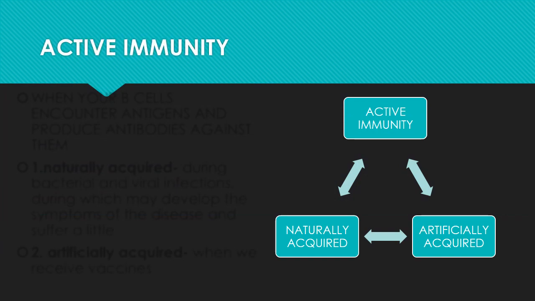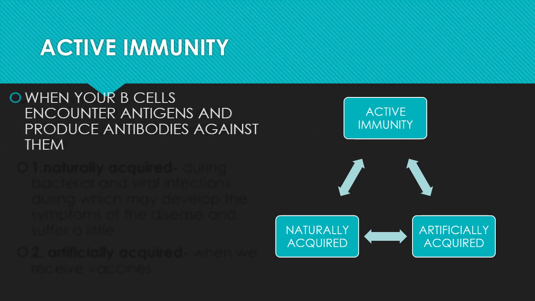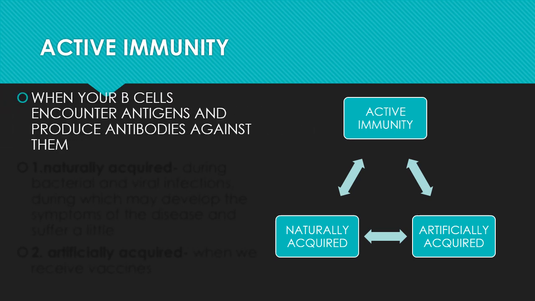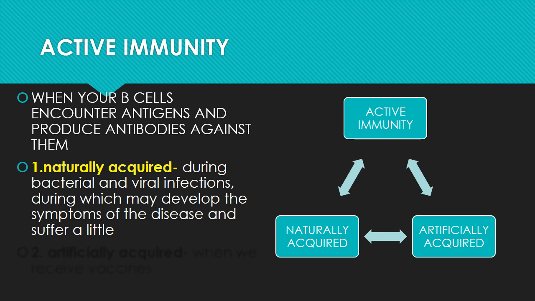When we say active immunity, it can be naturally acquired or artificially acquired. This is very important. When your B cells encounter antigens and produce antibodies against them, it is called active immunity.